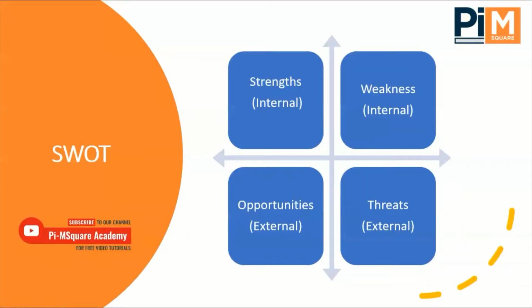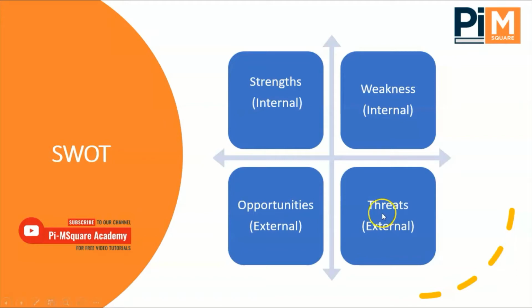SWOT analysis, as the name suggests: S is for strength, W is for weakness, O is for opportunities, and T is for threats. So SWOT stands for strengths, weaknesses, opportunities, and threats. SWOT analysis is a technique to analyze these four aspects of your business.